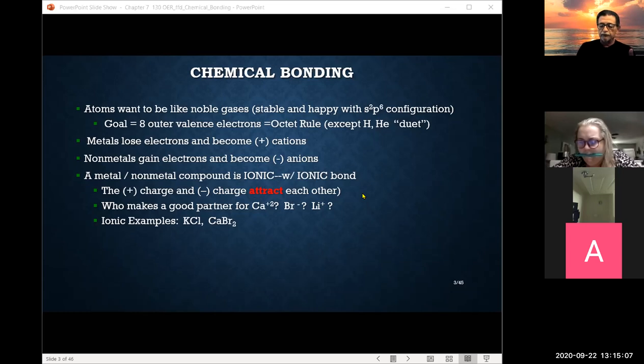That example there, calcium chloride, that could have been fluoride. That could have been oxide, okay?